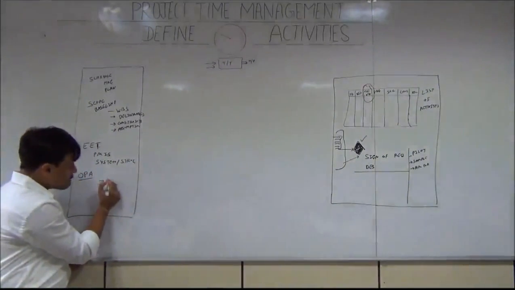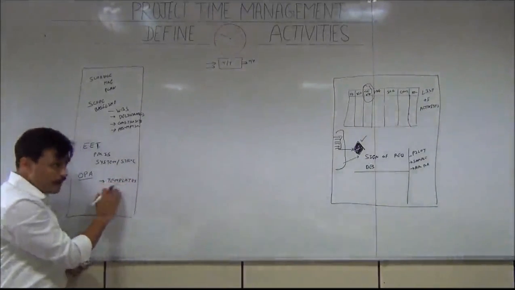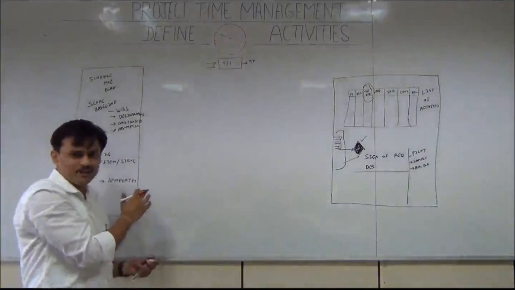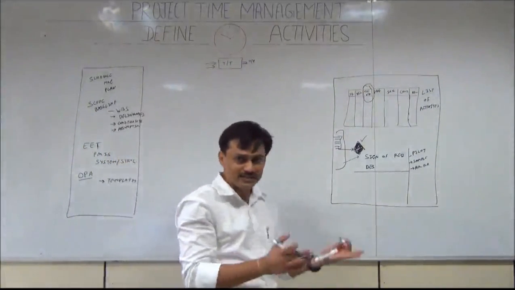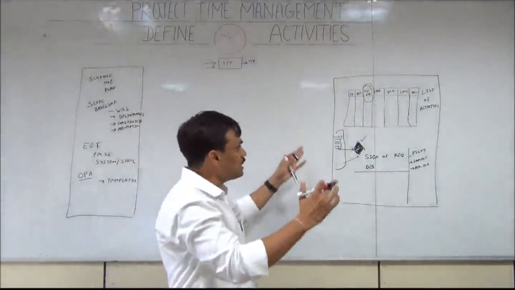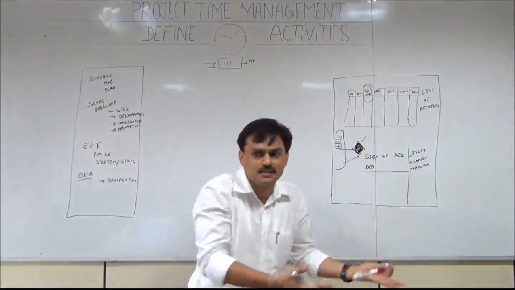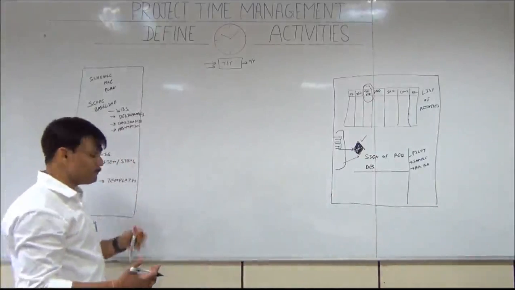we get templates from here, which is an essential element. Without a template we cannot survive. We need something to start with. If we want to identify activities, we need something that gives detail of all the attributes and tells us how we have to document our activities. So we get templates from here.